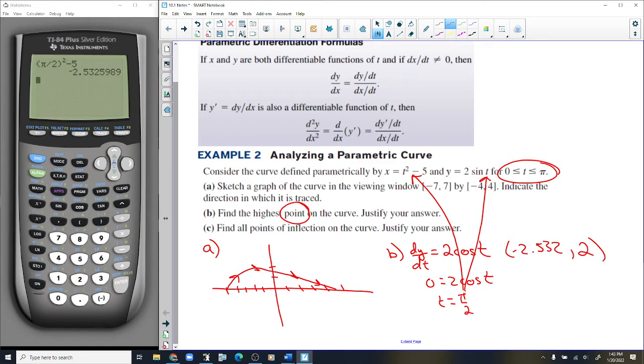Now I could have gotten that just from the graph. Watch this. We go second, calculate, value, and I would just put in pi divided by 2, and we would get the exact same answer, -2.532, 2.